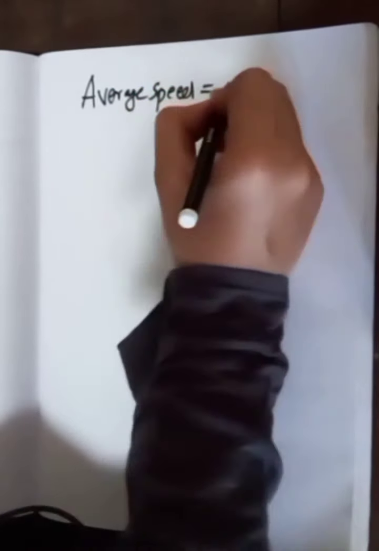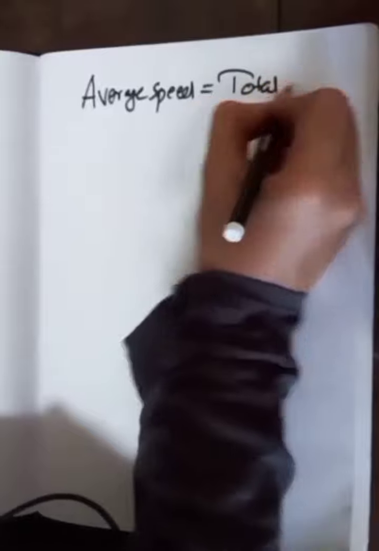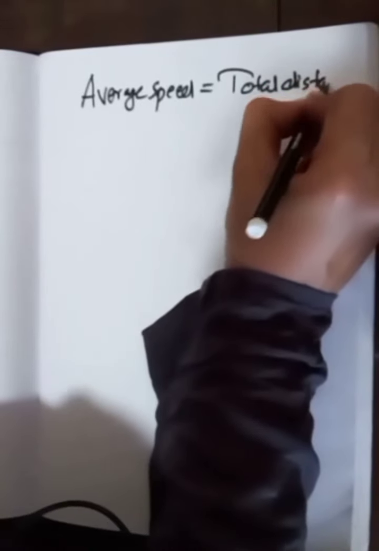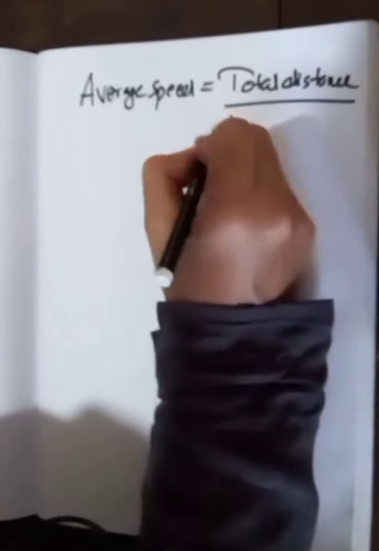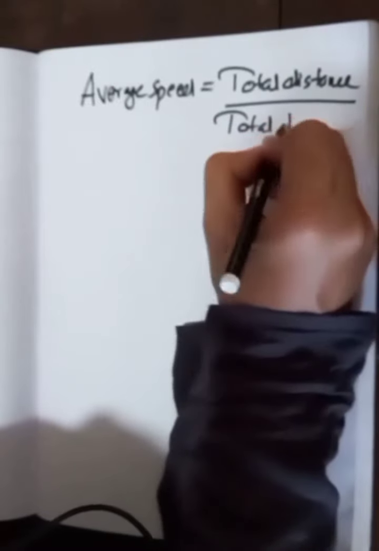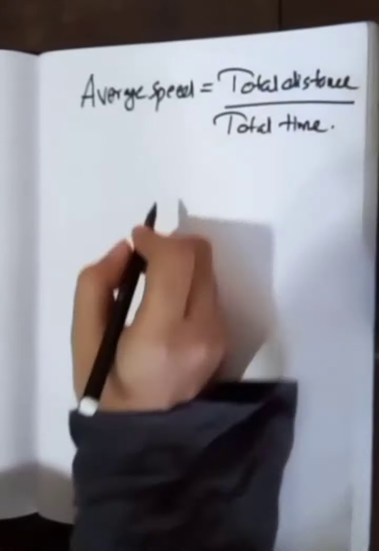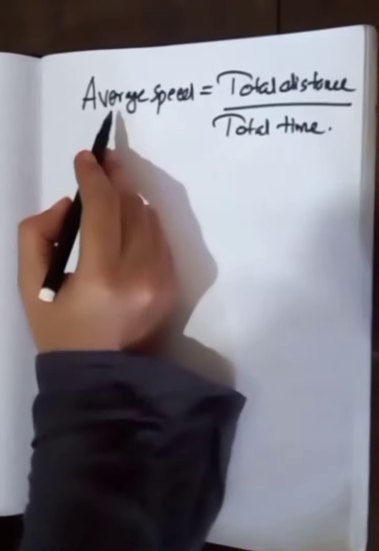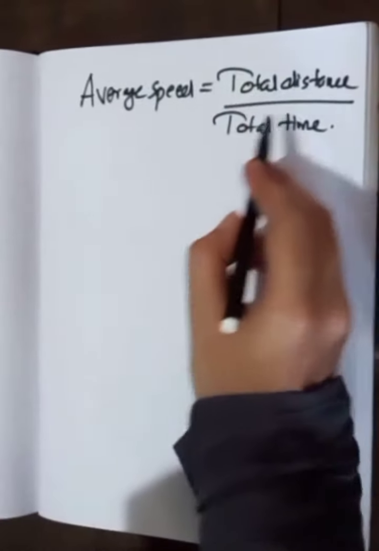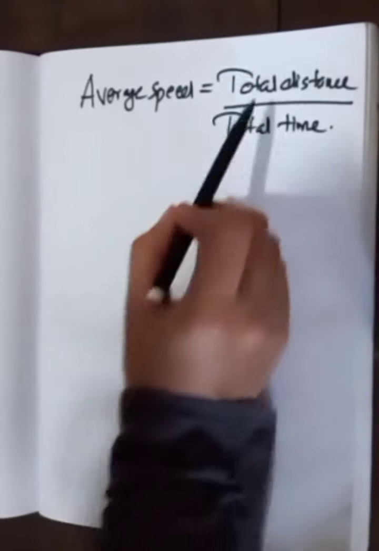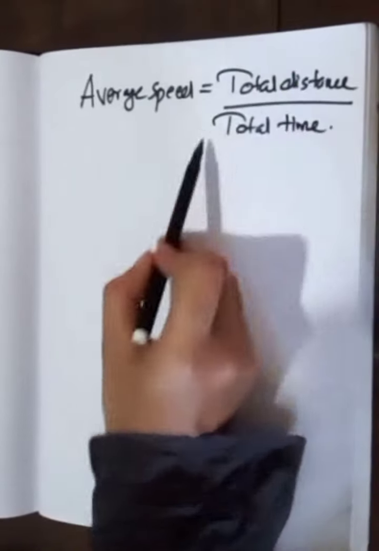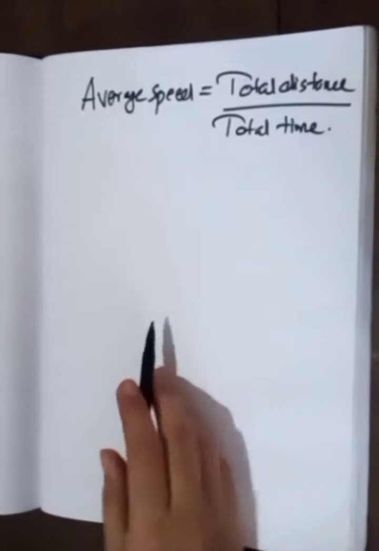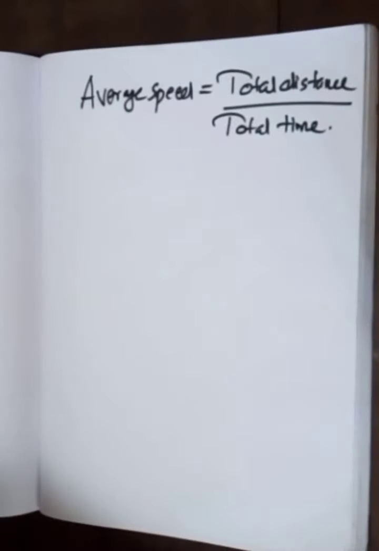Average speed is equal to total distance by total time. Total distance traveled by total time. Okay, so average speed is equal to total distance by total time. We have to find the total distance and total time from the question. That is, an object travels 16 meters in 4 seconds and then another 16 meters in 2 seconds.